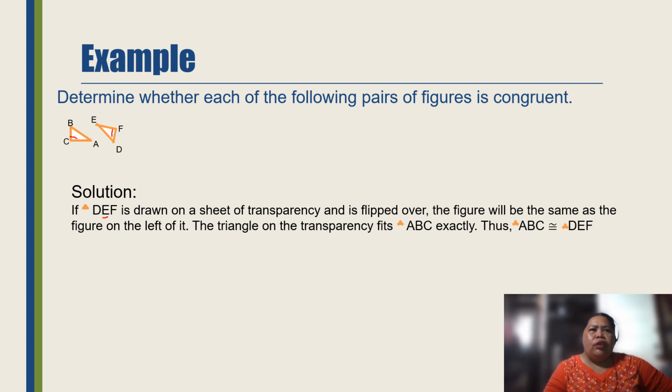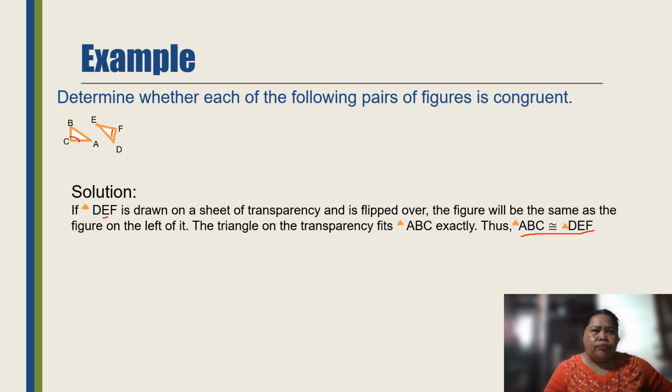If this triangle, a right triangle, is drawn on a sheet of transparency and it's flipped over, the figure will be the same as the figure on the left. So when we flip it, it's the same, no? Therefore, we could say the triangle ABC is congruent to triangle DEF, since the transparency fits exactly. Magkamukha kasi sila.